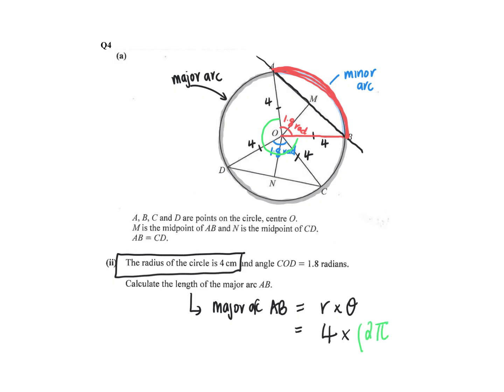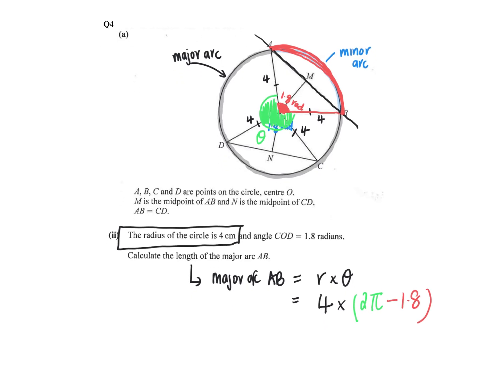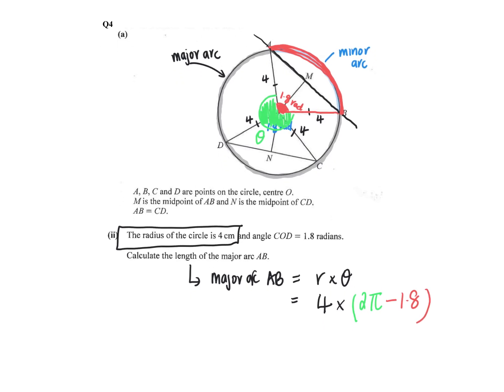2 pi is the whole circle, right? Take away this red part. So the green angle is this part, which is 2 pi minus 1.8. This is the green angle that will help me find the black arc. So the formula is just this. Then press the calculator and you get the answer. It's a very simple formula, but you must plug in the right value.